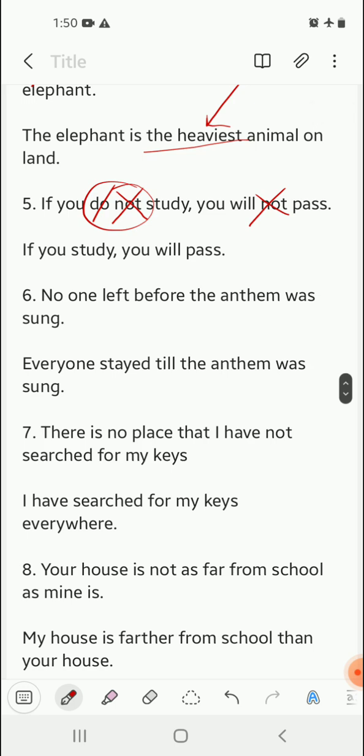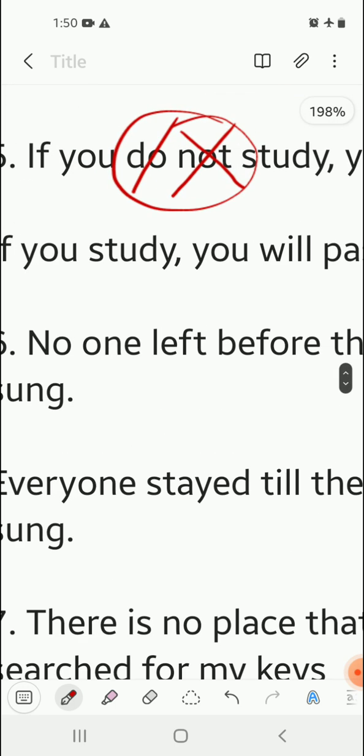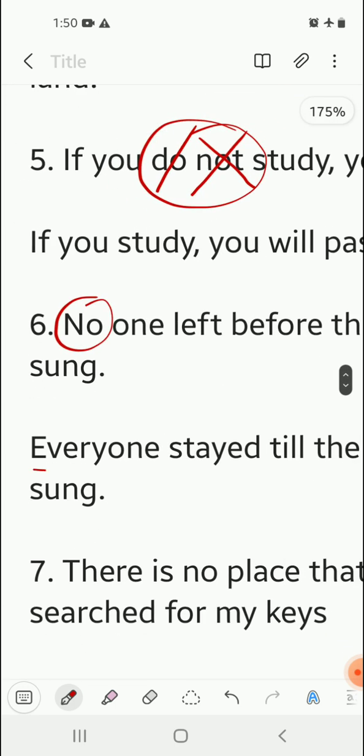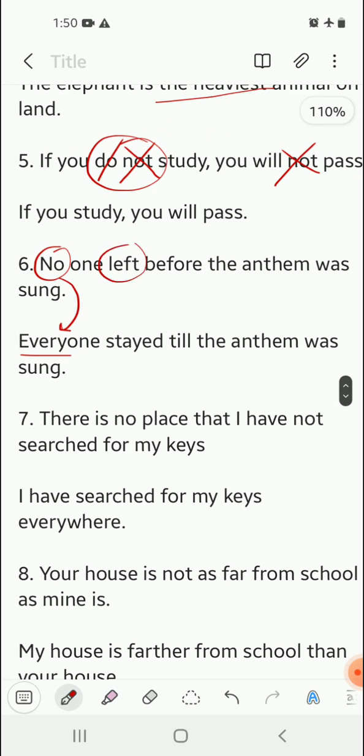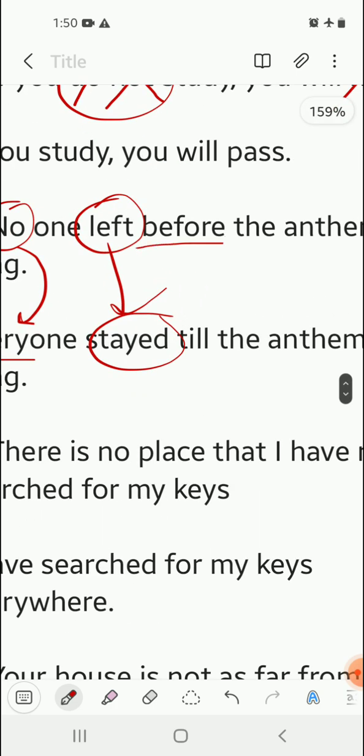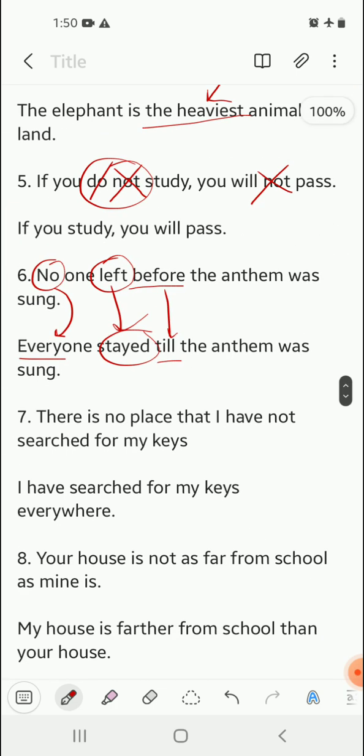Number six, no one left before the anthem was sung. So instead of "no", we are going to use "every" because it states that everybody is there, and "left" is in past tense, and opposite of left is stayed. Now, no one left before the anthem was sung, which means till the anthem was sung, all were there. So that is why instead of "before", we are using "till" in order to match "left before" and "stayed till", in order to keep the sentence meaning intact.